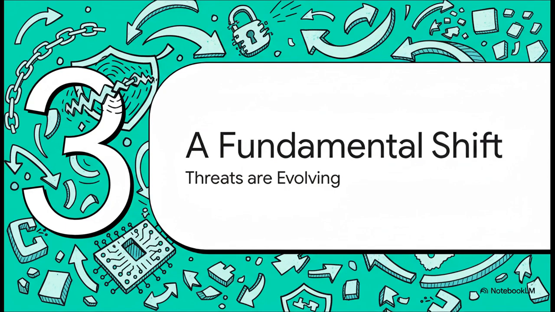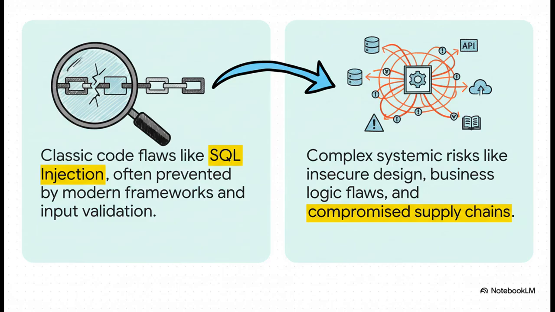So look, these new entries aren't just minor tweaks to the list, they actually represent a fundamental change in how we need to think about security. The very nature of the threats we're all facing is evolving. And this slide really nails that change. For years, the fight was against classic bugs, actual flaws in the code itself, like SQL injection. But now we're fighting systemic risks. It's less about one bad line of code and more about insecure design choices, flawed business logic, and that incredibly complex web of external software that all our apps depend on. The focus has really shifted from just fixing individual bugs to designing truly resilient systems.